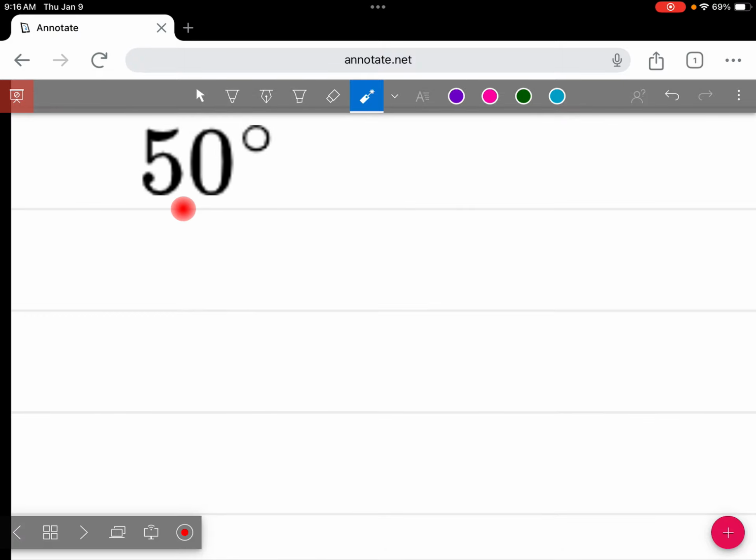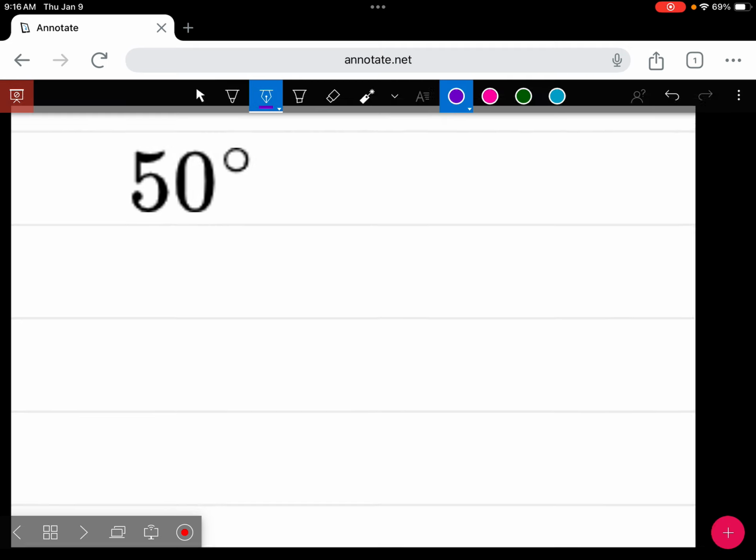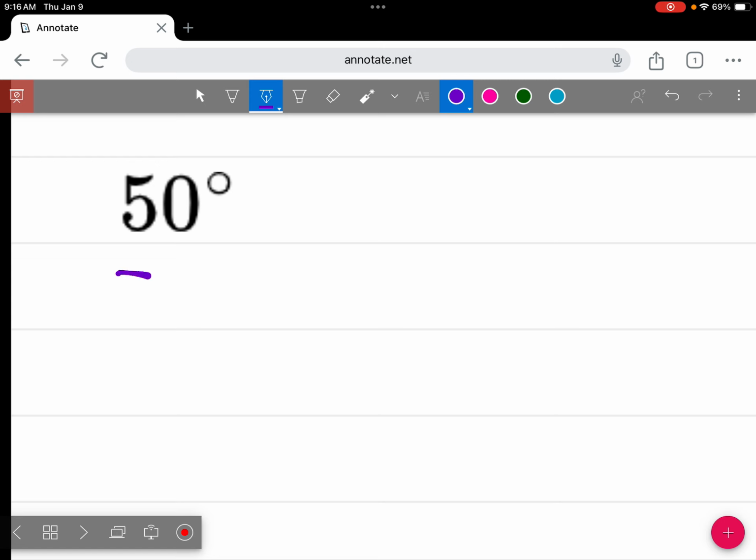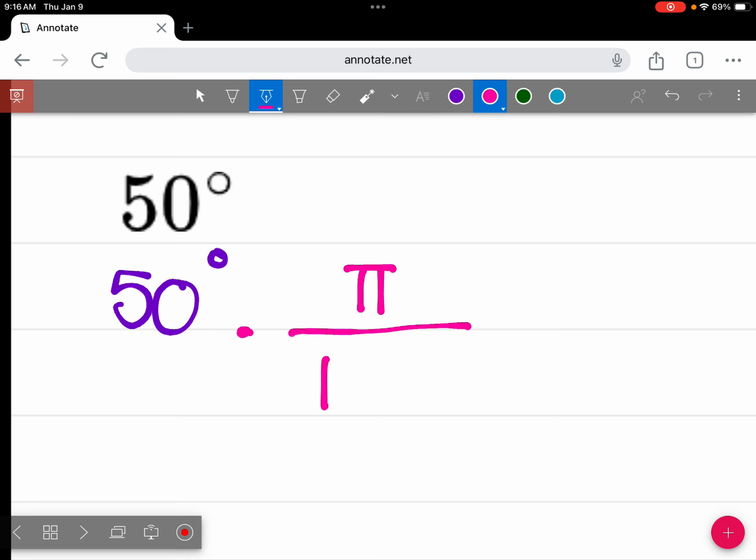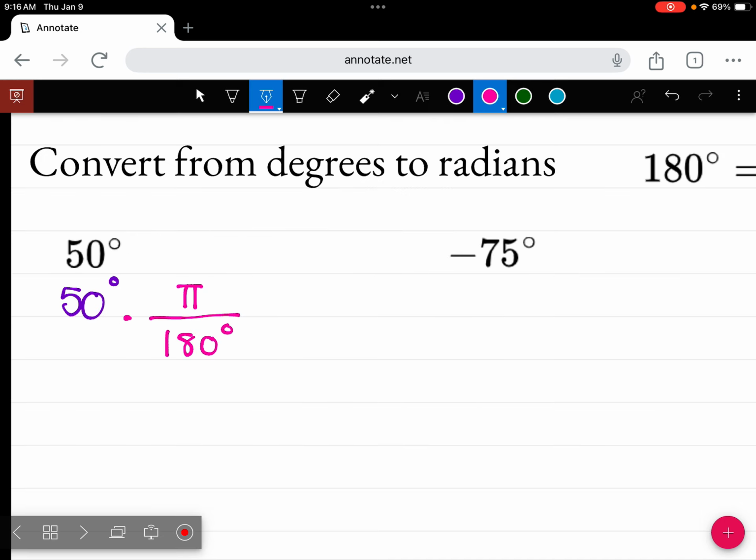So if I take 50 degrees and I want to find out what that is in radians, again, we're going to do this like a unit conversion. If I take 50 degrees and I want it to be in radians, we know that pi goes into 180 degrees. Pi radians over 180 degrees. That lets my degrees cancel out. And it's going to give us our radian measure, and it's going to be kind of gross.